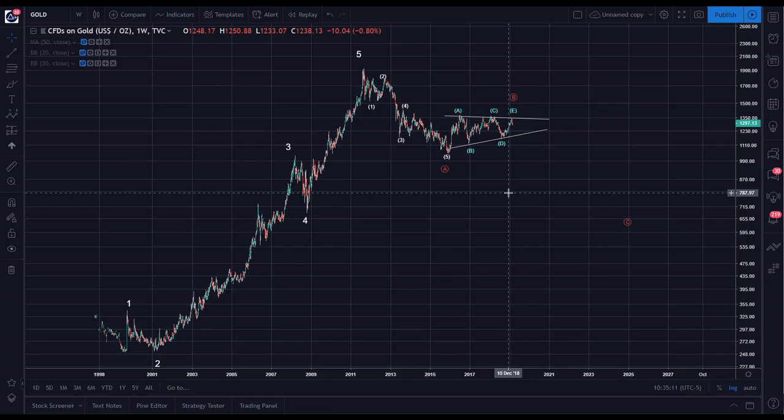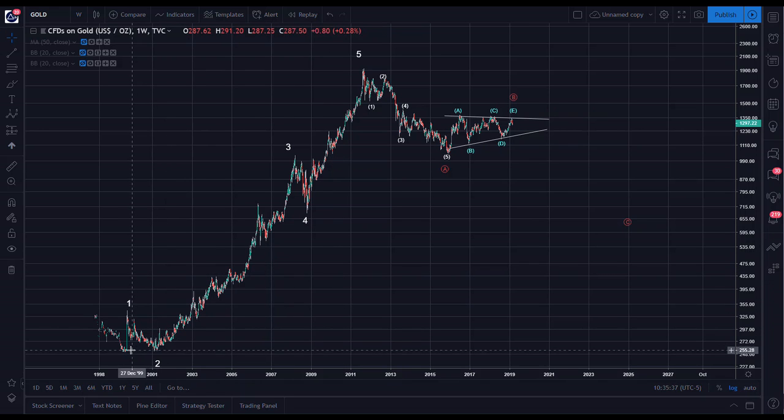I'm bearish on gold. I have been for a good while. And I just want to update the count on the Elliott waves on how I see the primary degree of trend continuing for the next few years.